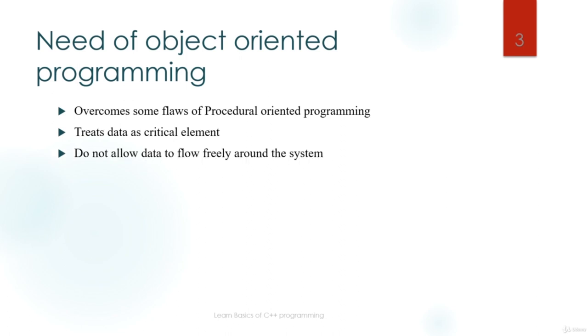Another important aspect is that it does not allow the data to flow freely around the system. In procedure-oriented programming, the data was kept global, so any function can access the data, which may cause unintentional changes which allow bugs to creep in. To avoid this, restrictions were kept on the data in object-oriented programming.